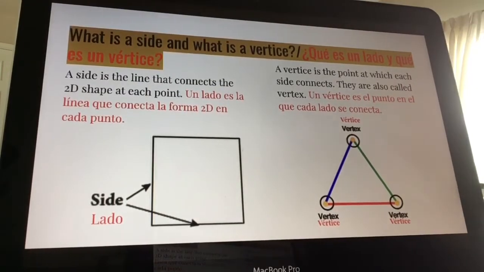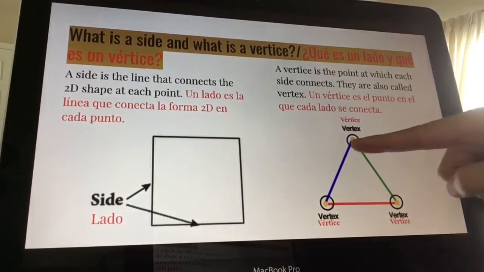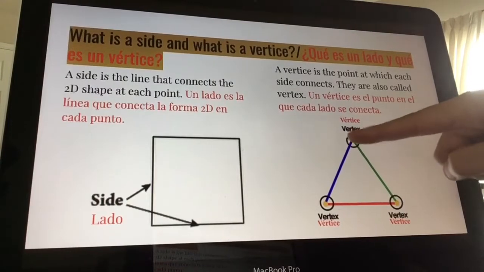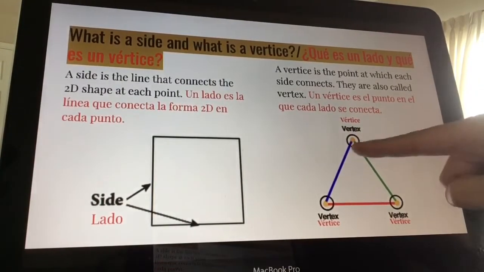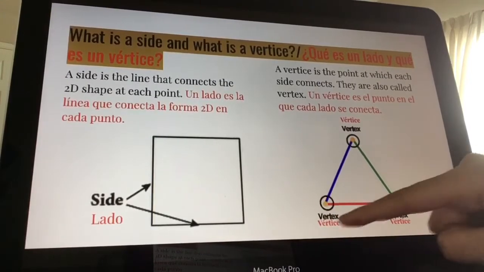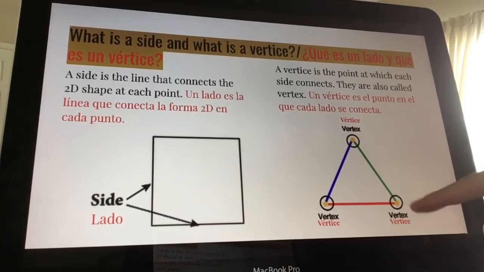So what is a vertex or a vertice? A vertex is the point at which each side connects. So when 2 sides, for example, this side on this triangle, this side and this side, they connect, they come together right here. So this is a vertex, okay? This side and this side, they connect right here. So this is another vertex. And this side connects right here. So here's another vertex. So how many vertices are there in this triangle? There's 1, 2, 3 vertices.